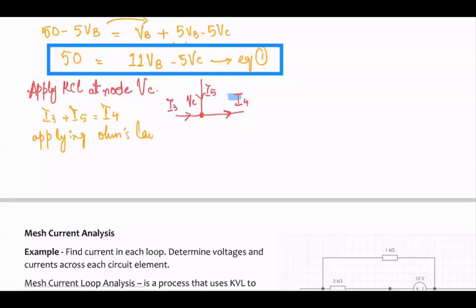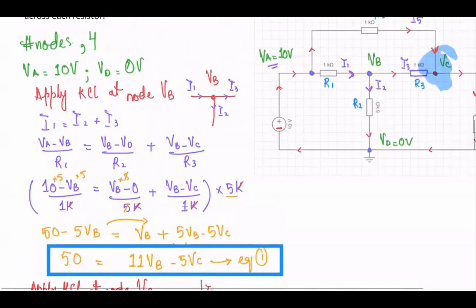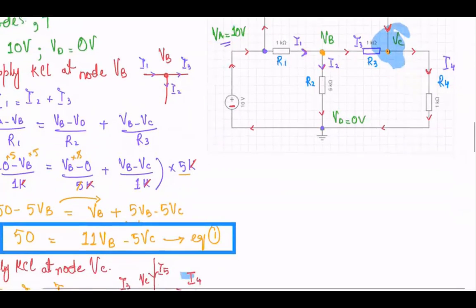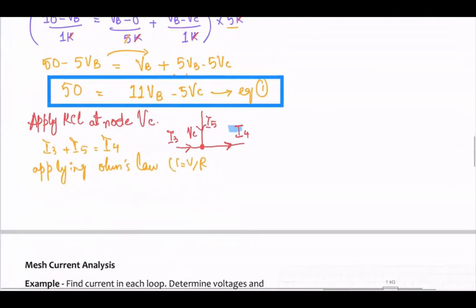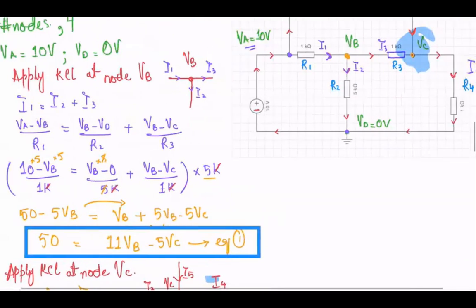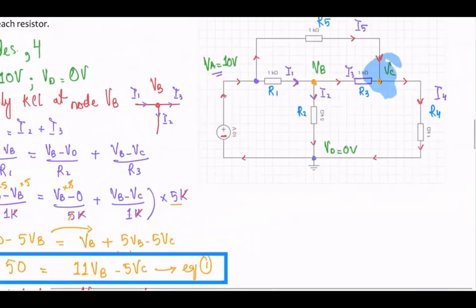Applying Ohm's law, I equals V over R. I3 will be the potential difference between VB and VC, so VB minus VC over R3, plus I5. I5 is right here, correct?